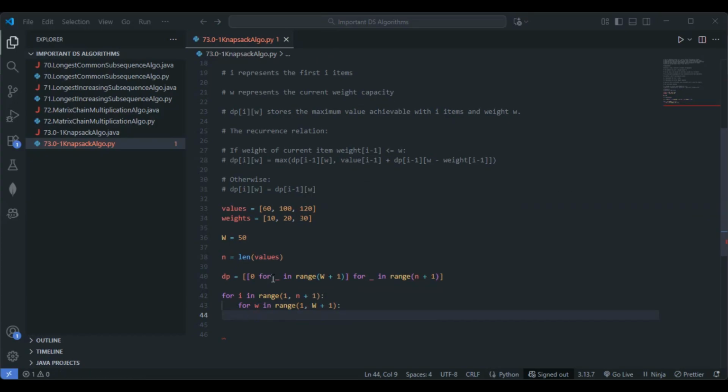The same thing we discussed in the explanation, we are implementing in the form of code. Now, if the current item's weight is less than or equal to the current capacity, then we have to take the maximum of including or excluding the item, right?